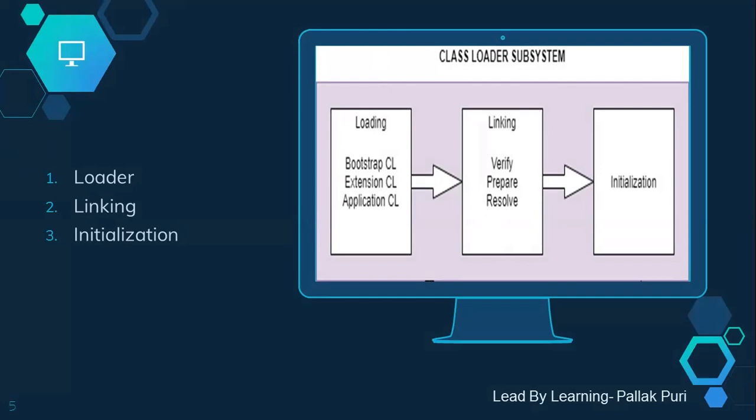For static variables, memory will be allocated and defined with the default values in the prepare phase. Next we have the resolve phase. All symbolic references are replaced with original references from the method area. So we have symbolic references that are already defined, and resolve will replace them with the original references from the method area.